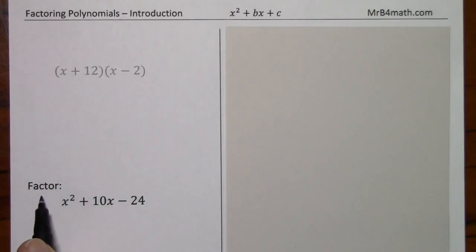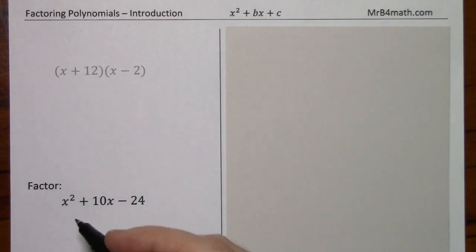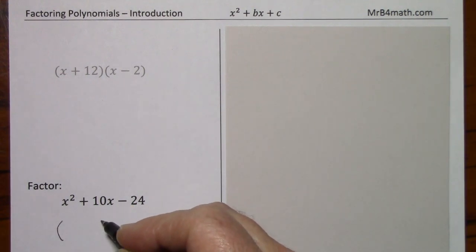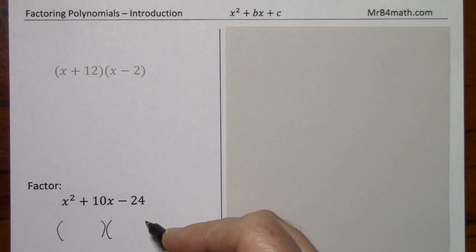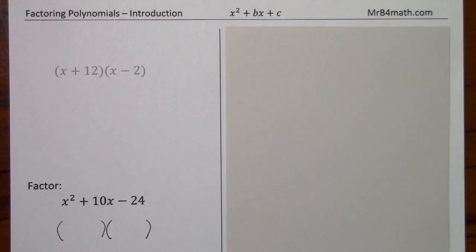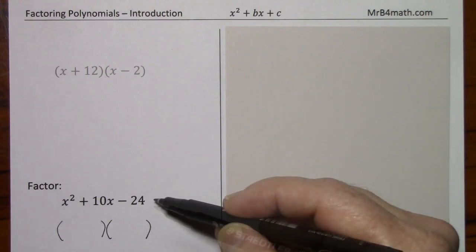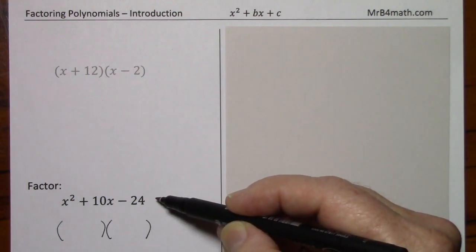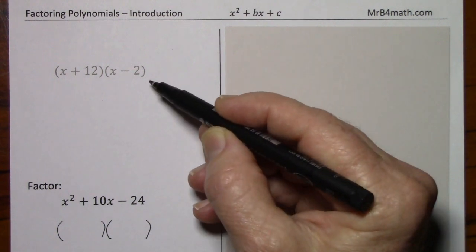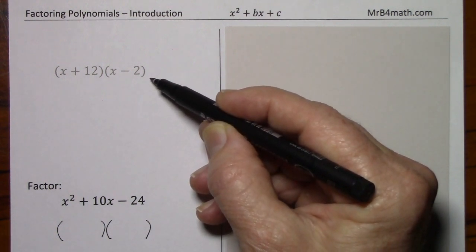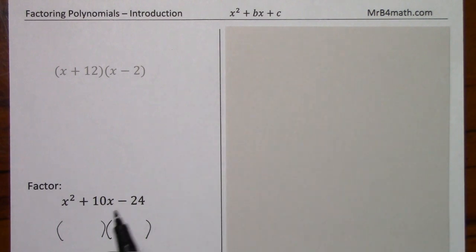If you're being asked to factor, you're basically being asked to write this as something times something. In effect, you're trying to figure out what you could multiply to end up with this. With this first problem, we're actually going to start with the factored form up here in gray and pay close attention to how we end up with each term in our trinomial.